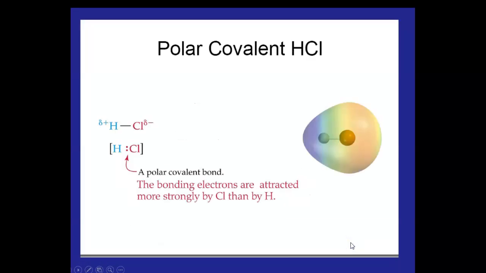This is a picture, just a representation of the electron distribution, the electron cloud, if you wish, the mosquito graph of the hydrogen chloride molecule. And this is, of course, a polar covalent bond. The highest electron density is around the chlorine nucleus, and the lowest density is in the vicinity of the hydrogen. The bonding electrons, this electron pair, are attracted more strongly by the chlorine than by the hydrogen.